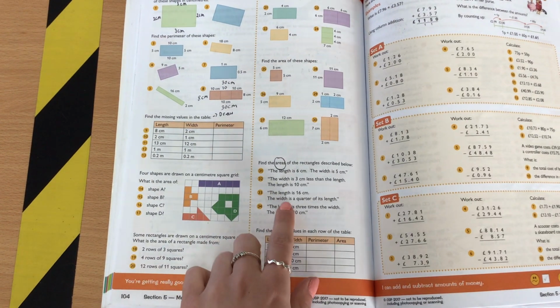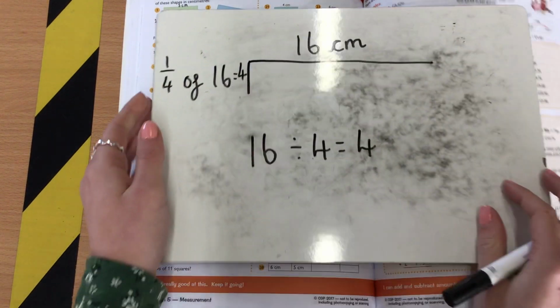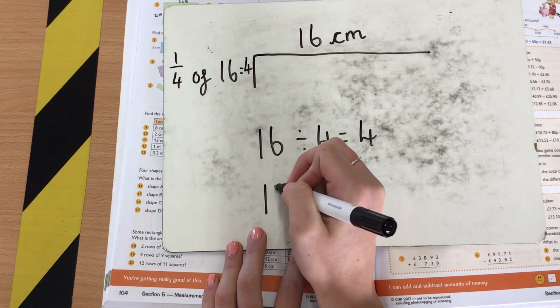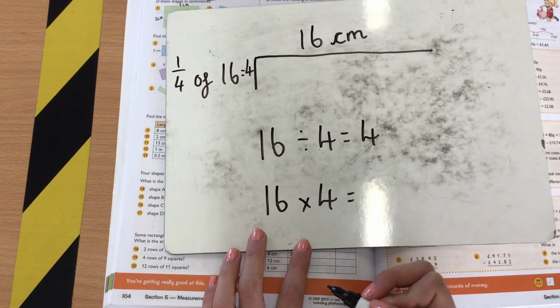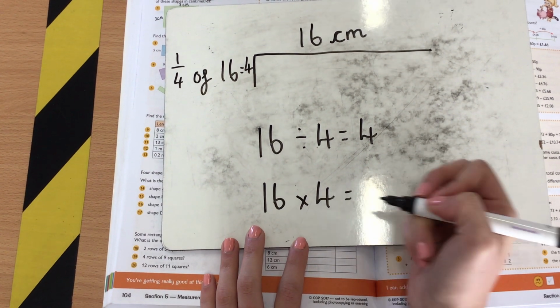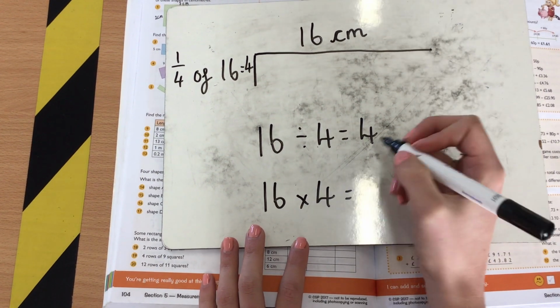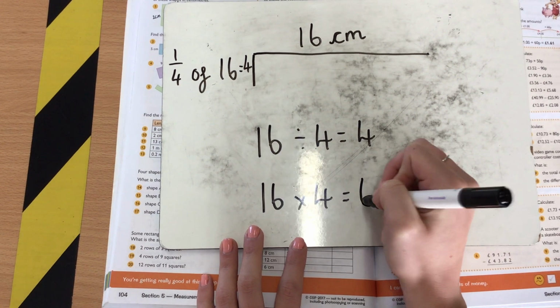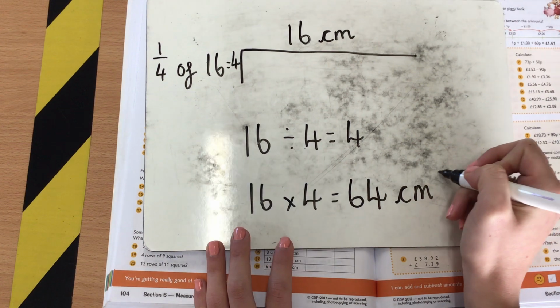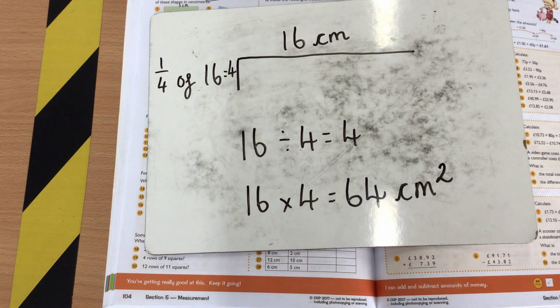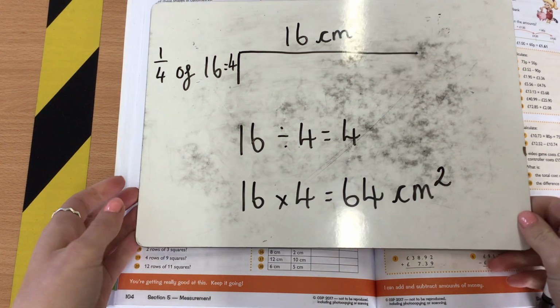So now I need to find the area. So I can do 16 multiplied by 4. I would do that by doubling 16 and doubling 16 again. So double 16 would be 32. So times by 4 would be 64 centimetre squared. Don't forget a centimetre squared there as well, okay? So that would be that one. So think about what that question is asking you really carefully.